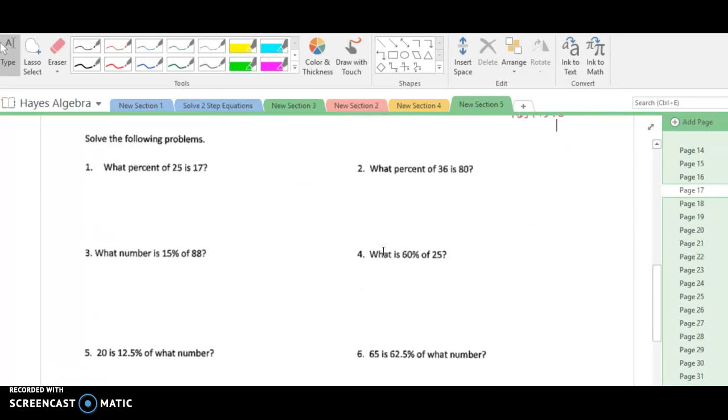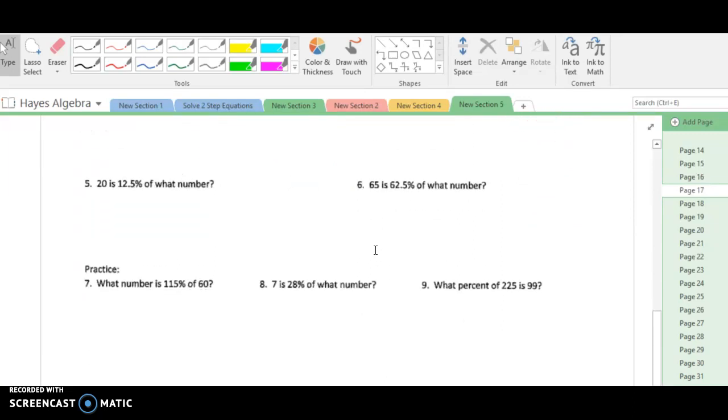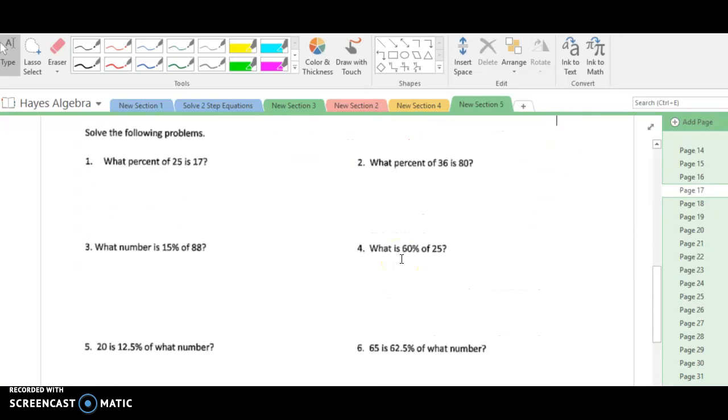Now, these type of problems will help you with word problems dramatically. So it's very important to perfect these so we can move on to word problems. Now here it says, what percent of 25 is 17? In this case, you have to know that x is going to be your percent because you don't know that. Remember, of is multiplication. Is means your equal sign.